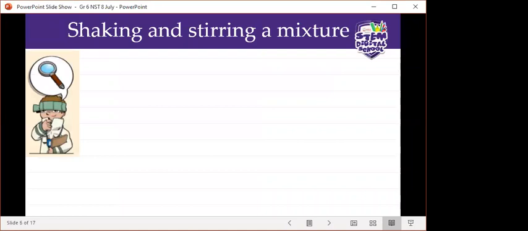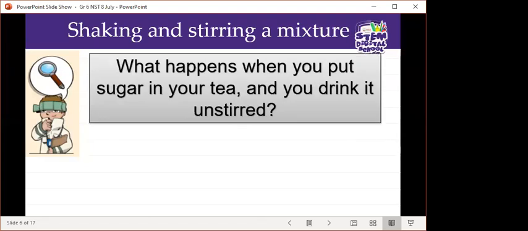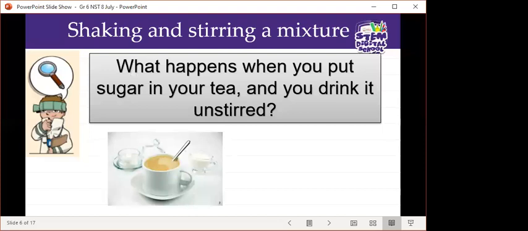Let us look at how shaking and stirring a mixture affects the rate of dissolving, or the rate of dissolution. Some of your textbooks speak about a rate of dissolution, other textbooks speak about the rate of dissolving. So I have a question for you. What happens when you put sugar in your tea or coffee and drink it without stirring it? How would it taste?